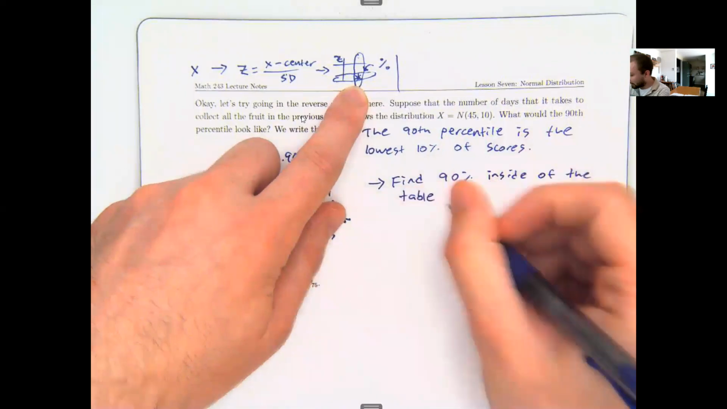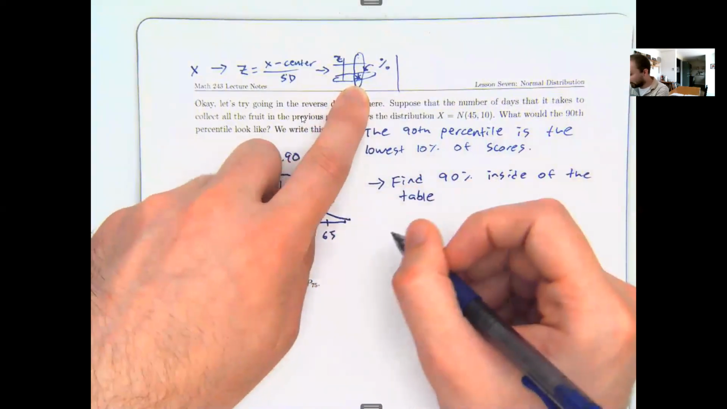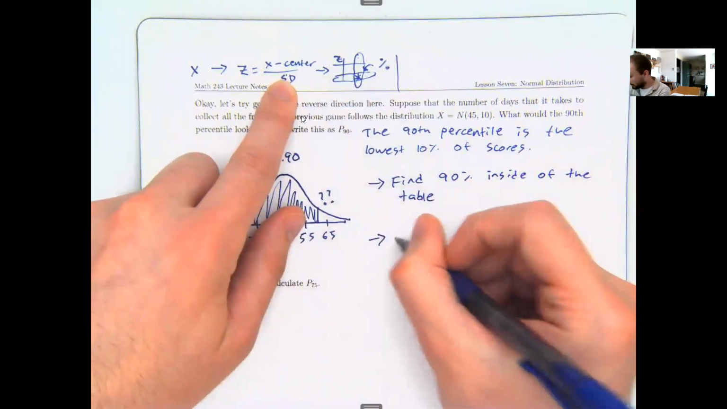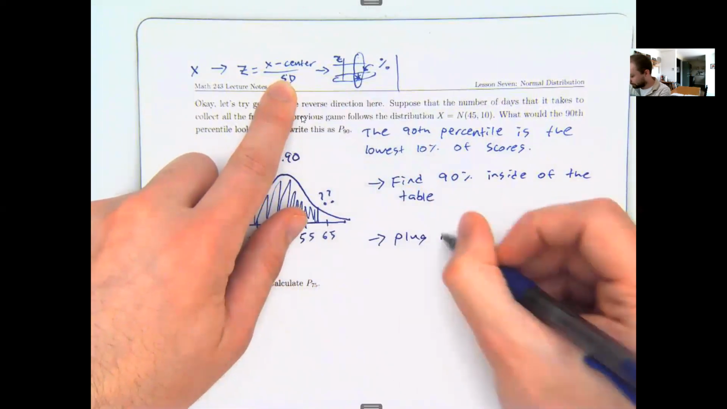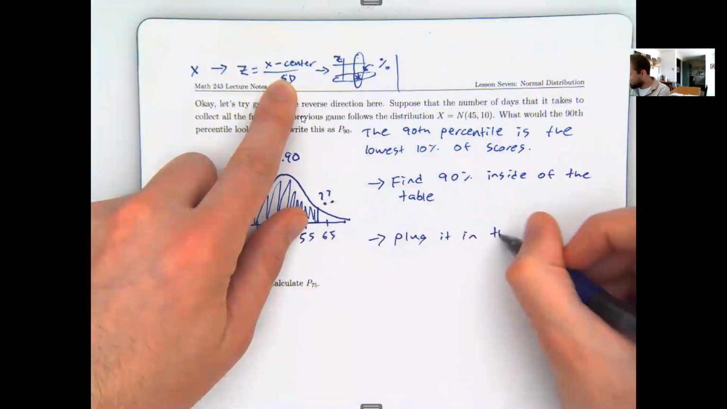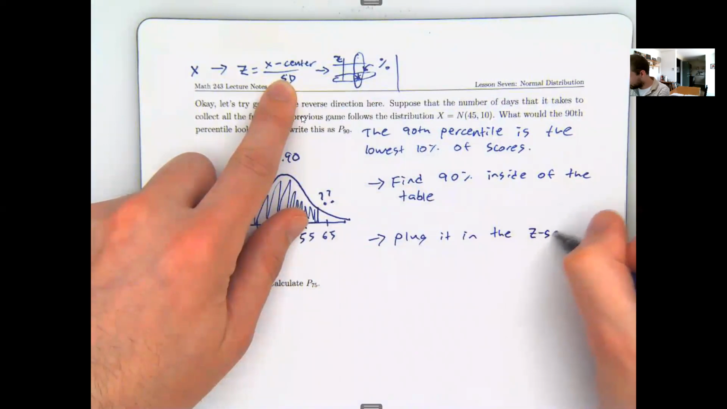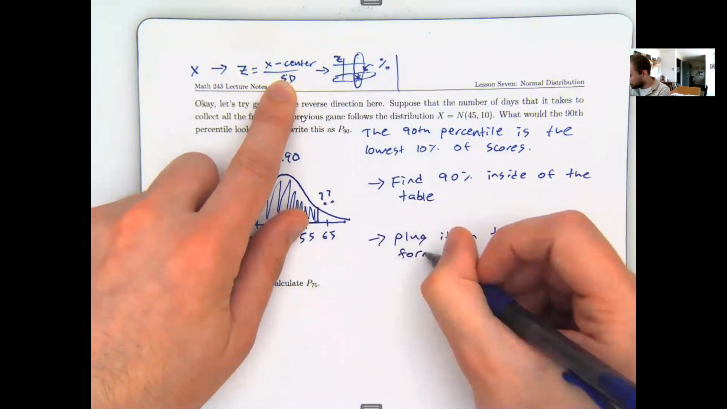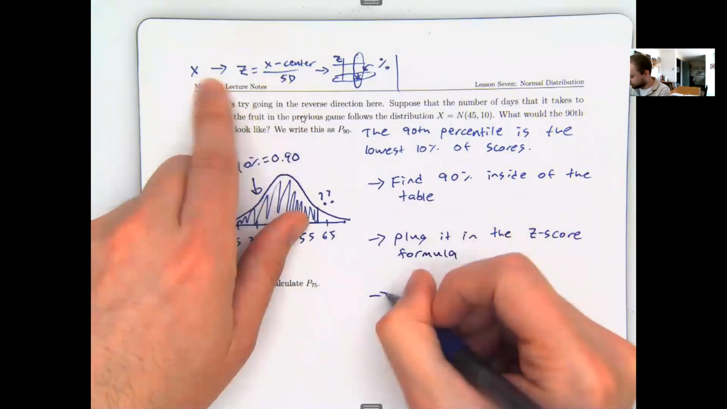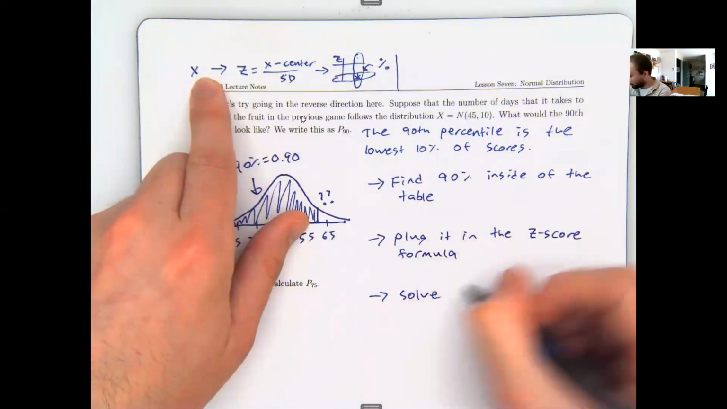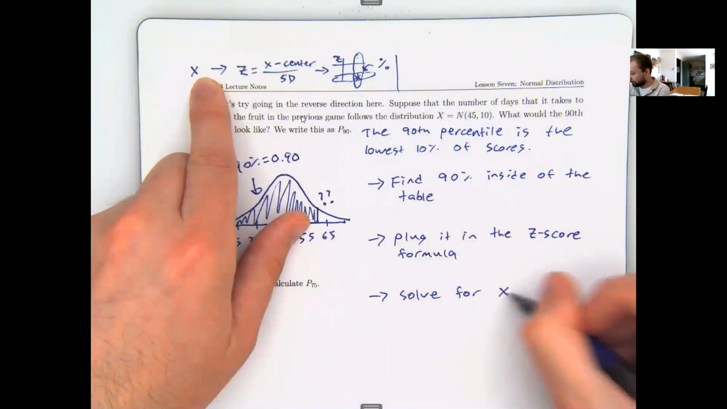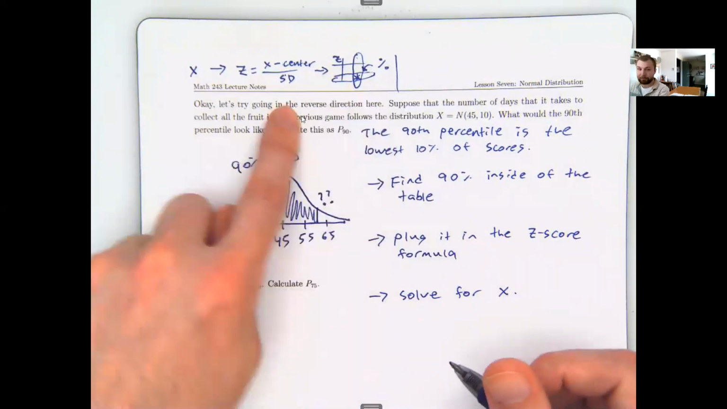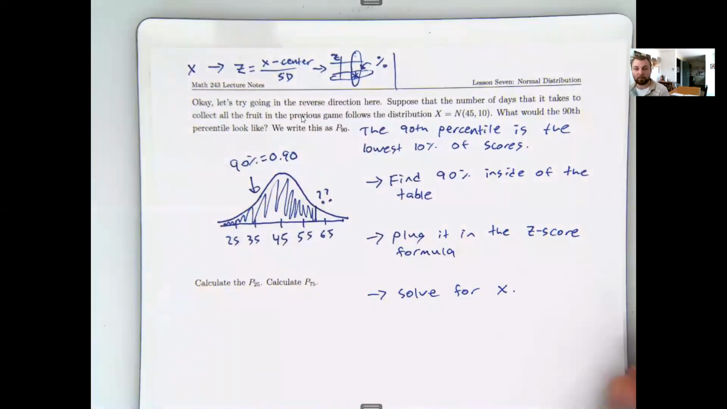After I find 90% inside of the table, I'm going to plug it into the z-score formula. And finally, I'm going to solve for my x value. So I'm doing the same steps in reverse when I start out with a percentage.